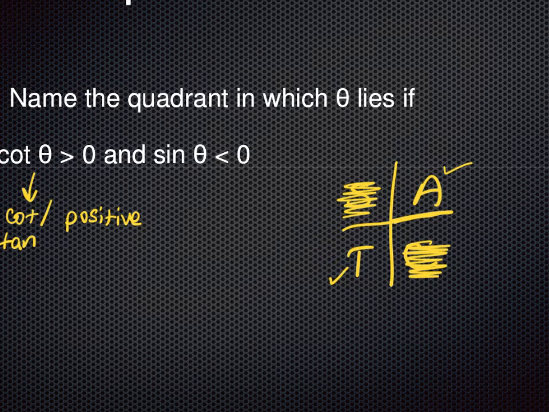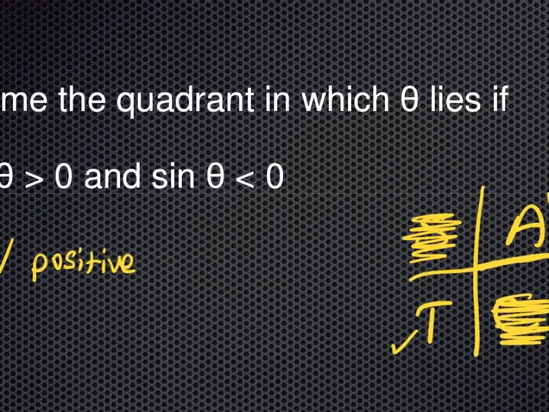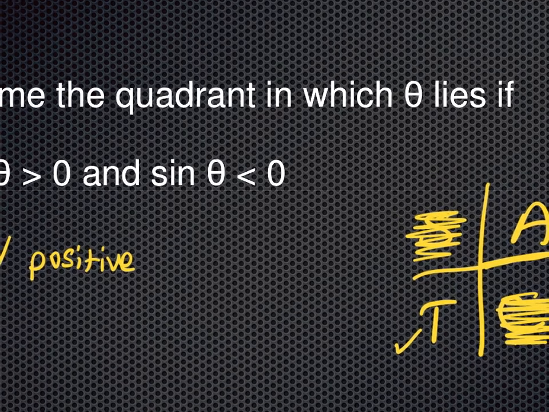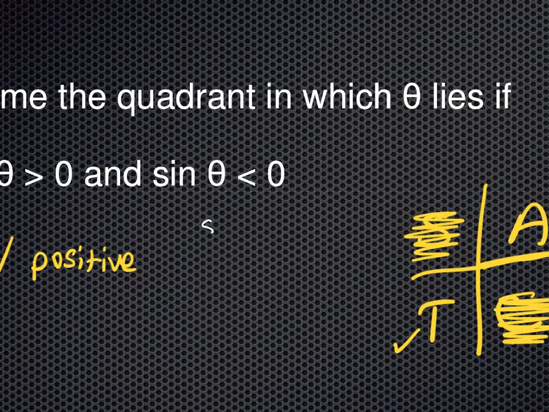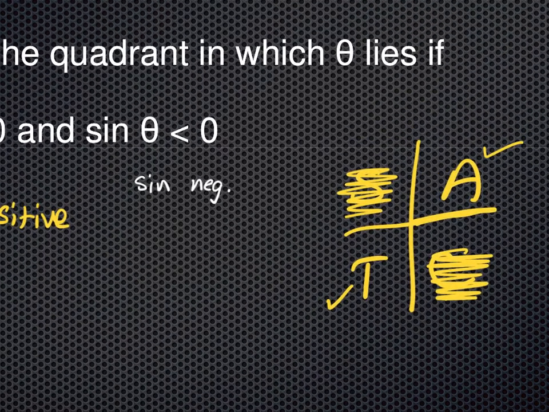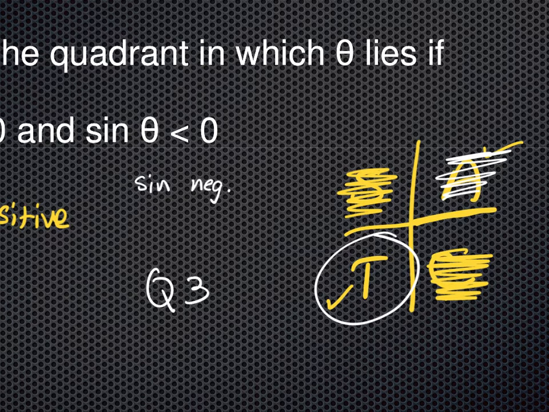Now my second guideline says that sine is less than 0. So that means my sine is what? Negative or positive? Negative, okay? So let's go through the remaining things that we have. Is sine negative in the first quadrant? No, everything's positive. Is sine negative in the third quadrant? Yes. So this angle lies in quadrant 3.